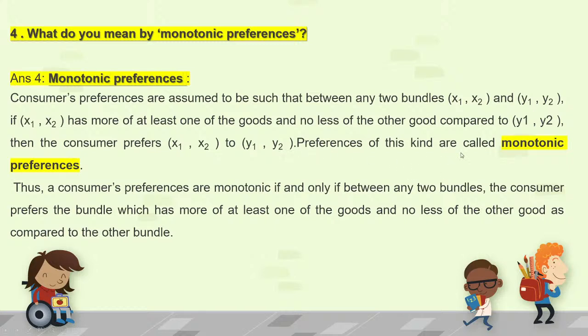Such preferences are called monotonic preferences. Thus, a consumer's preferences are monotonic if and only if, between any two bundles, the consumer prefers the bundle which has more of at least one of the goods and no less of the other good as compared to the other bundle. So this is a situation where the consumer is getting maximum satisfaction. Preference of course goes towards that bundle, and such preferences are known as monotonic preferences.